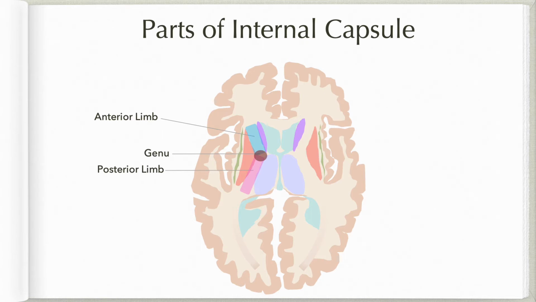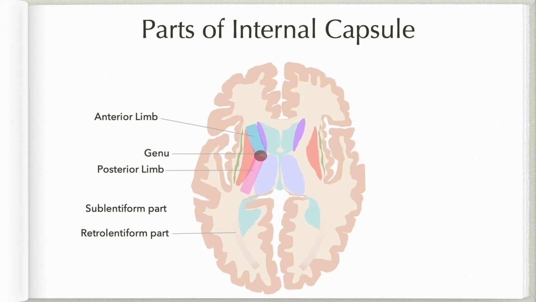Now starting from the posterior end, running behind the lentiform nucleus towards the occipital pole, we have the retrolentiform part of the internal capsule. And running from the posterior end, below the lentiform nucleus, we have the sublentiform part of the internal capsule, which was shown in the earlier picture. So these are the 5 parts of internal capsule.